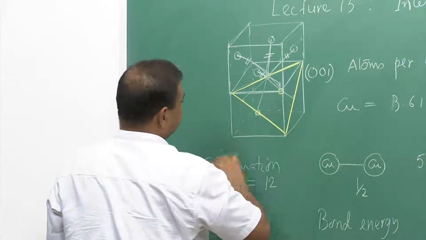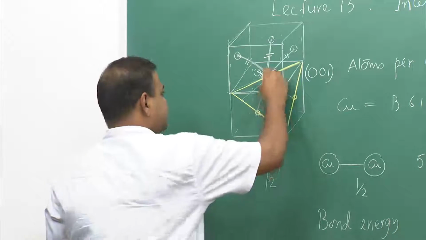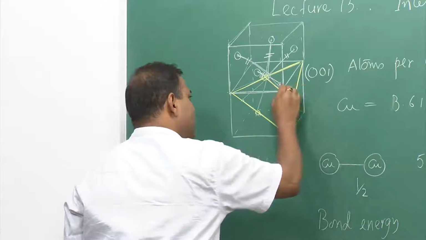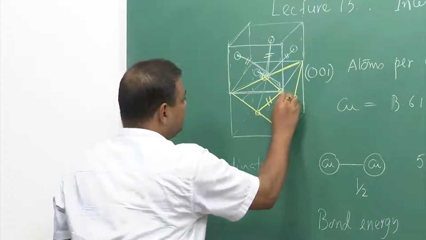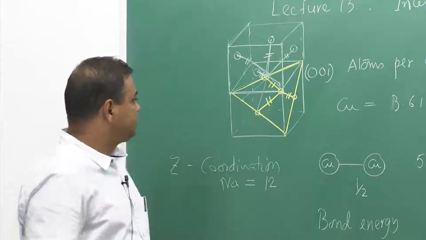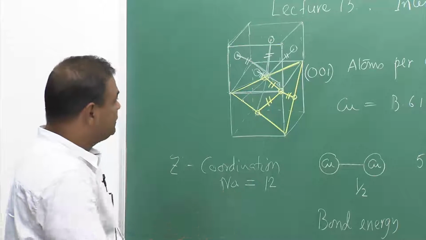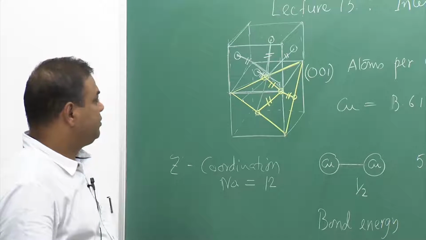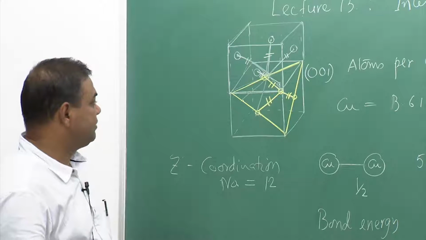So, if this is the surface, so this is surface, this is surface. So, 3 bonds will be broken per atom. So, this bond will be broken, this bond will be broken, this bond. So, 3 out of 12 bonds will be broken, and then you just follow this particular process, you can get to the value of surface energy for this particular plane.